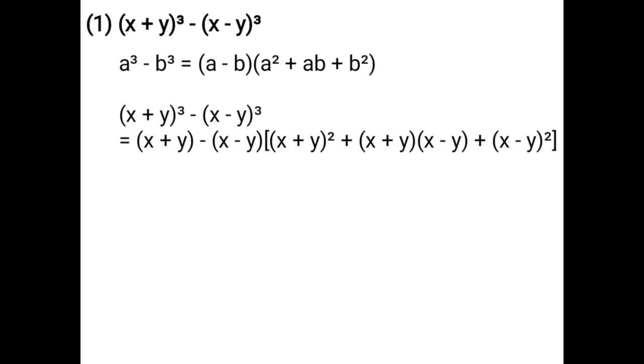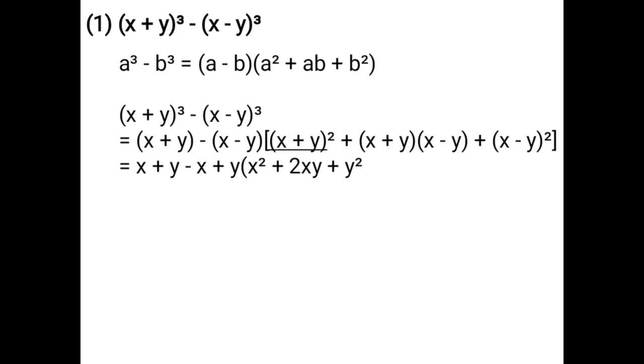Next step, you have to open the bracket of (x + y) − (x − y). That is x + y, minus into plus is minus, that is minus x, minus into minus is plus, that is plus y. Then in the second bracket, use the formula of (a + b)² for (x + y)². That is x² + 2xy + y², by using the formula of (a + b)².